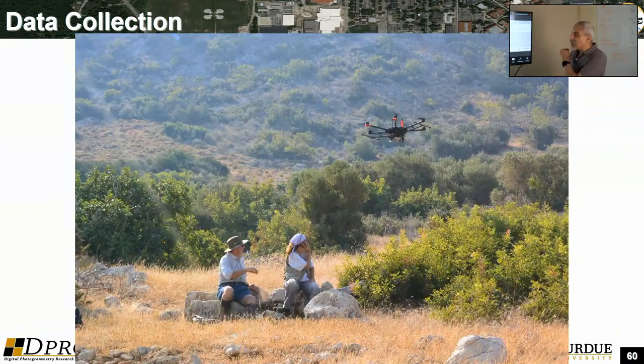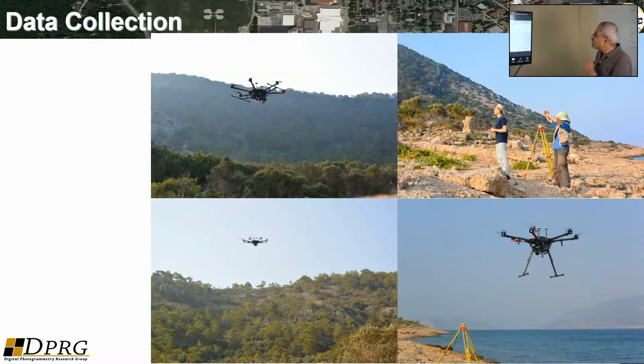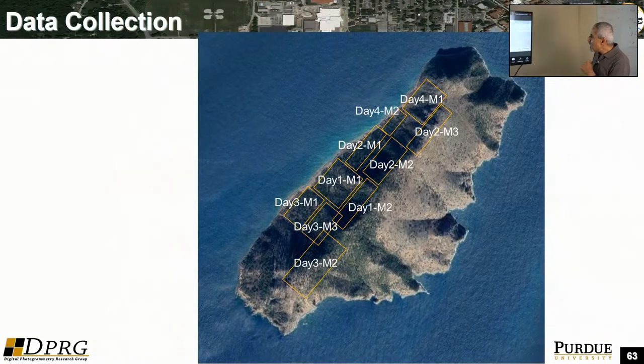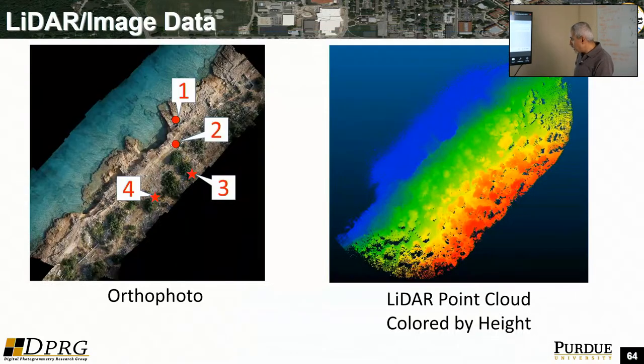So we flew over the area. We flew 3 or 4 missions every day. Each mission is roughly 15, 20 minutes. This is the data we collected over 4 days. You can see in 4 days, we covered the whole west side of the island, which they have been surveying over 4 years. And then this is just a digital surface model.